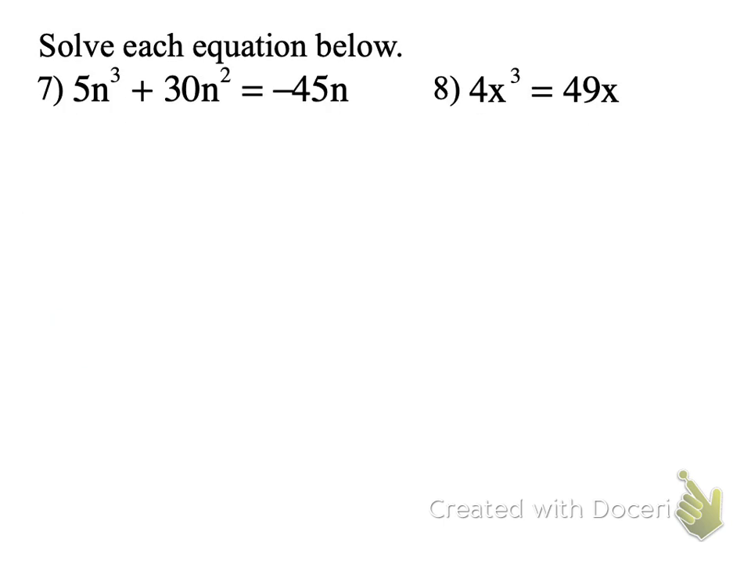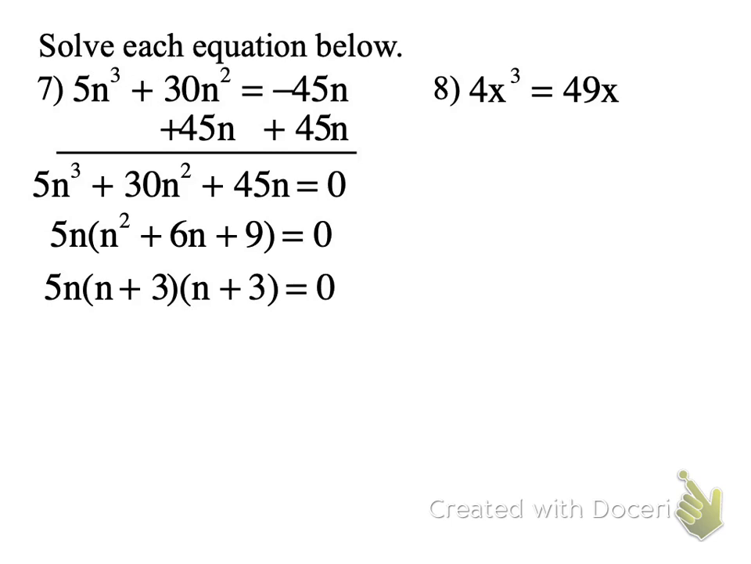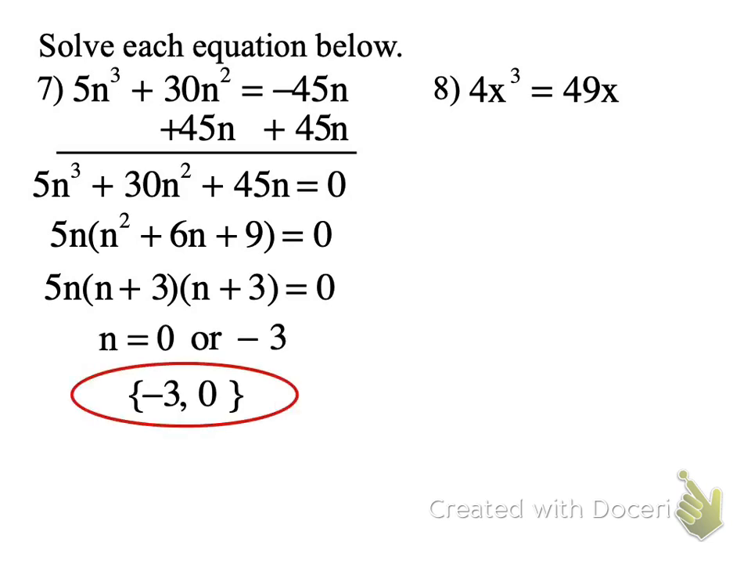And then what if it's not all equal to 0? What do we need to do? Make it equal to 0? Yeah, we set it equal to 0. We add 45n to both sides, put it in standard form. We GCF. We factor what we can. This becomes an n plus 3 times n plus 3 times 5n. And my solutions, 5n equals 0 and n plus 3 equals 0. So my solutions are 0 and negative 3. Okay? Any questions there?